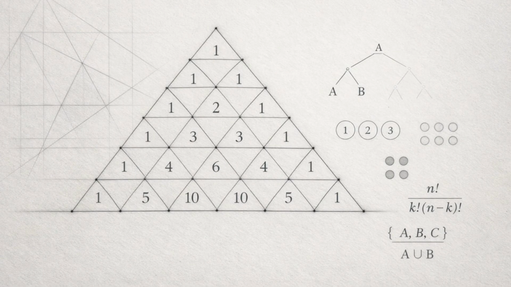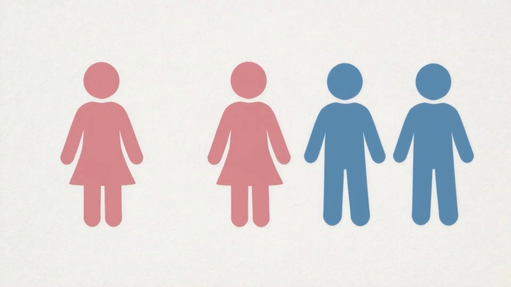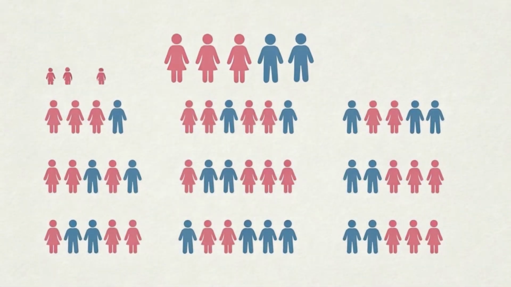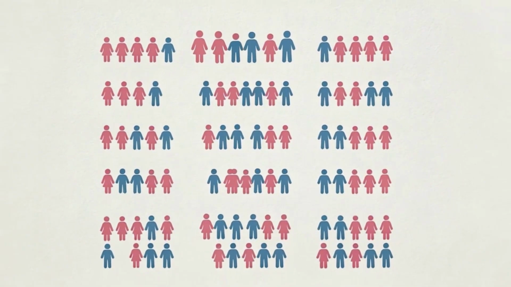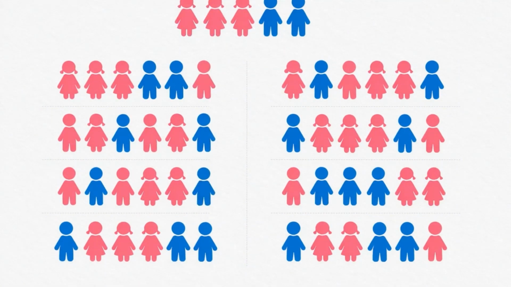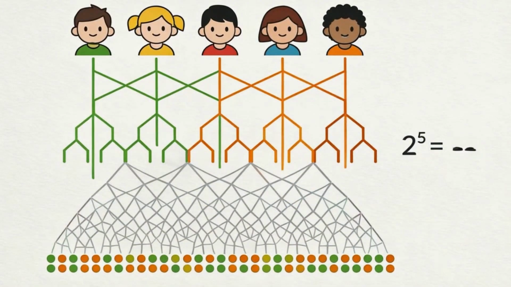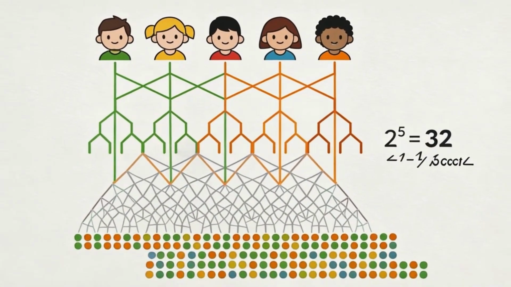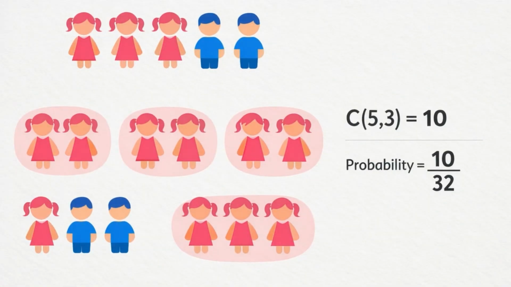Now let's leave geometry and step into probability and combinatorics. Imagine a family with 5 children. What is the probability that exactly 3 of them are girls and 2 of them are boys? Each child has 2 possible outcomes: girl or boy. So for 5 children, the total number of possible outcomes is 2 multiplied by itself 5 times. That gives us 32 possible combinations. Now we ask, in how many of these outcomes do we have exactly 3 girls? The number of ways to choose 3 children out of 5 is 10. So the probability we are looking for is 10 out of 32.